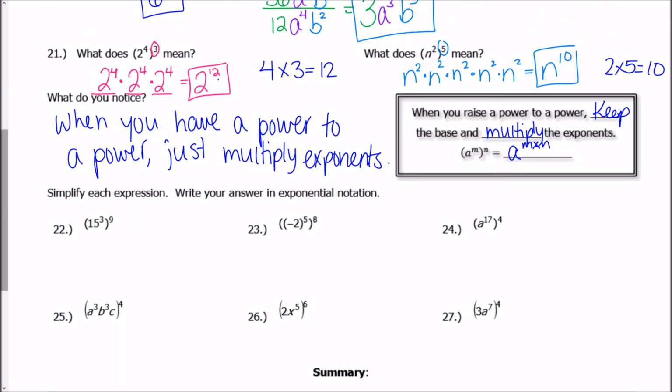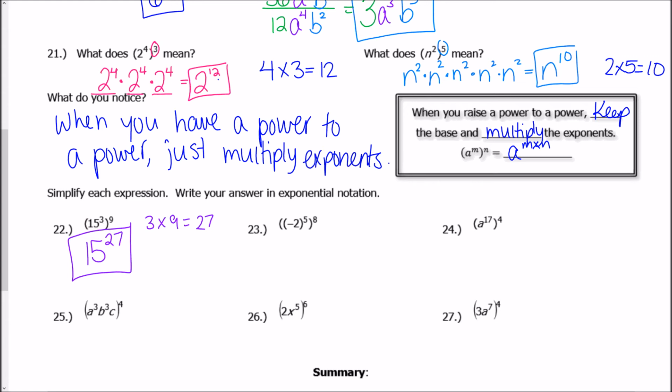So number 2, I've got 15 to the power of 3 raised to the power of 9. So I'm going to do 3 times 9. And when I do 3 times 9, I get 27. My base stays the same. So this is saying I've got 27 15s being multiplied together.